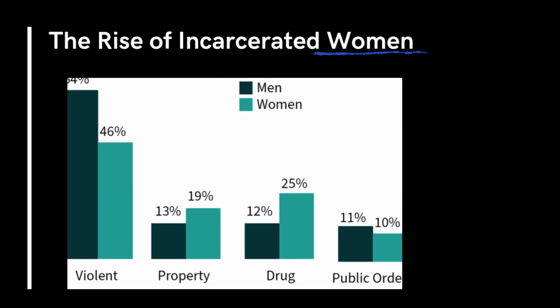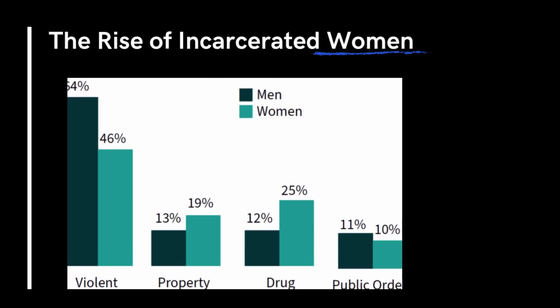And then our last graph on this is here showing the percentages of incarcerated men and women for specific types of crimes. And you can see that for violent crimes, 64% of the incarcerated individuals are men and 46% are women. That number is much different when it comes to property crimes and public order crimes. Those are very, very similar numbers. For property crimes and drug crimes, in fact, women are incarcerated more than men are. And then for public order crimes, it's pretty equal at 11% and 10%.